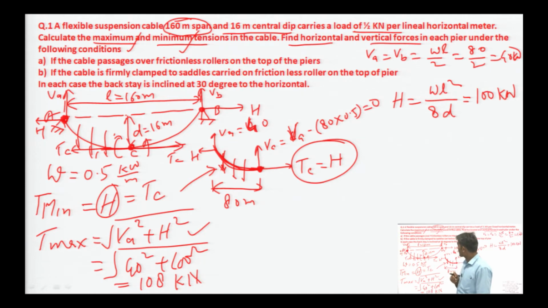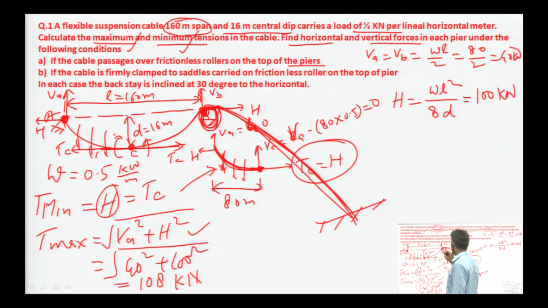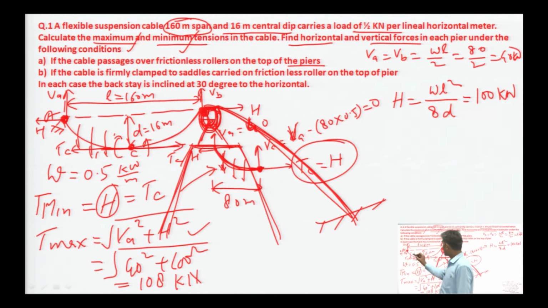What is the condition? The condition is that if the cable passes over a frictionless roller on the top of the piers, that means at point B, the cable has to be passed with the help of a pulley here, which will be mounted on the tower. A similar type of thing will be here also.